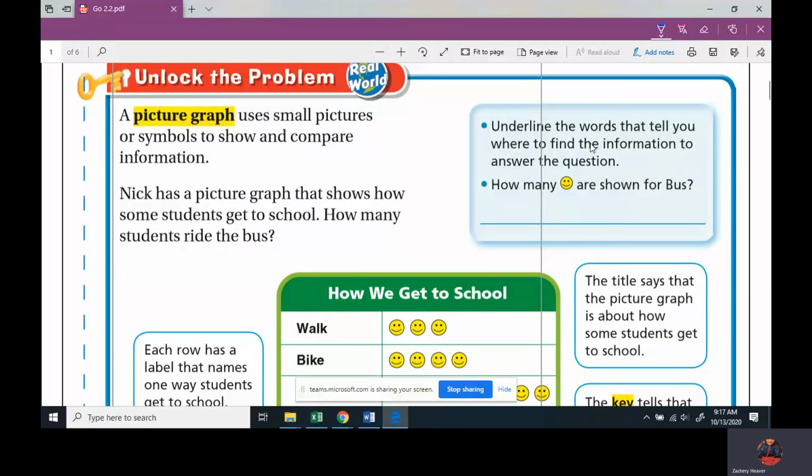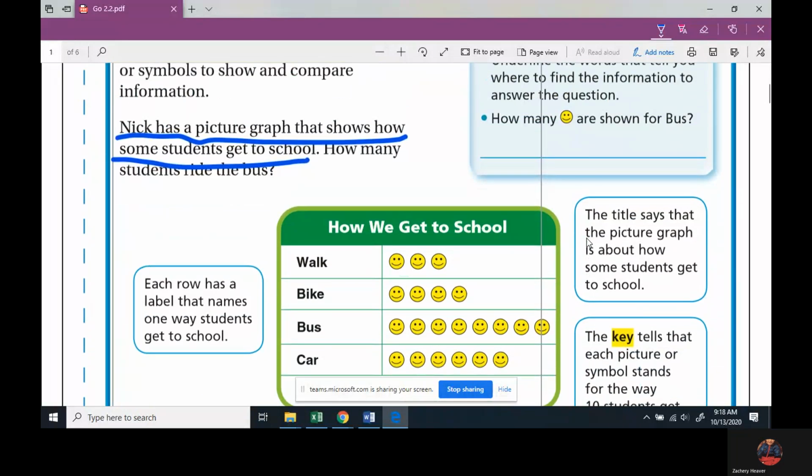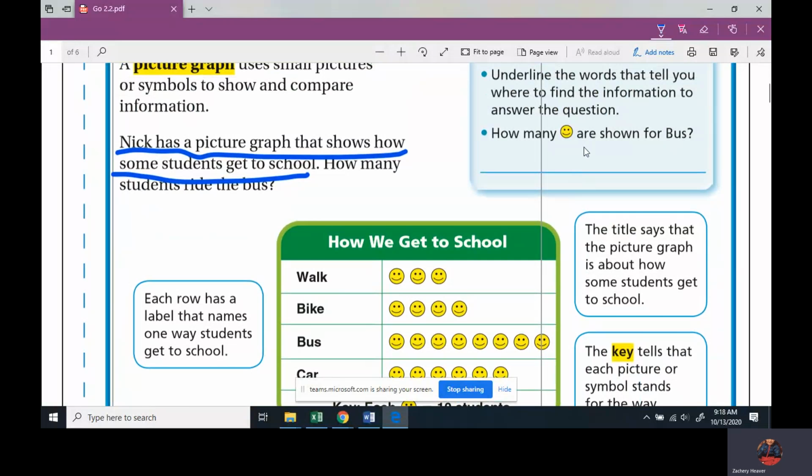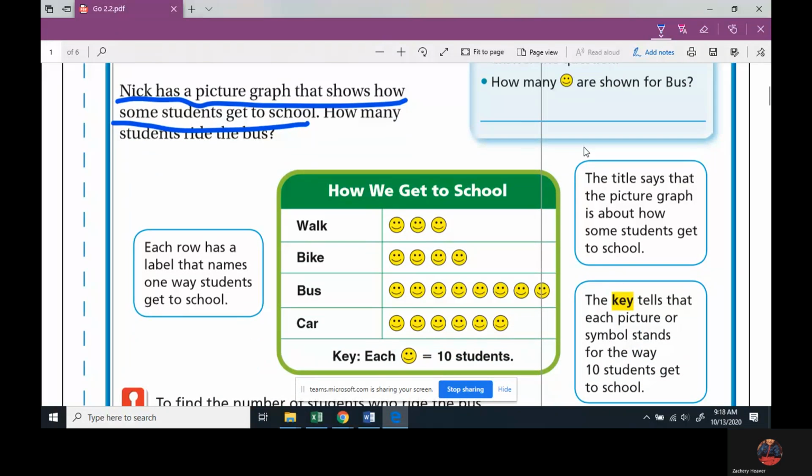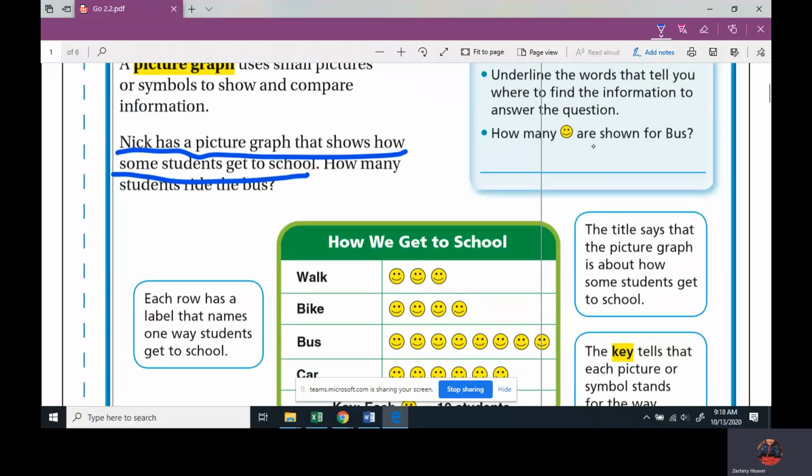So first off, underline the word that tells you where to find the information to the question. So we're going to have to underline this. Nick has a picture graph, because this is where the information is. It's showing us how some kids get to school. So underline that. And it says up here, how many smiley faces are shown for bus, Caleb? Eight. Correct. So write 8 up here.